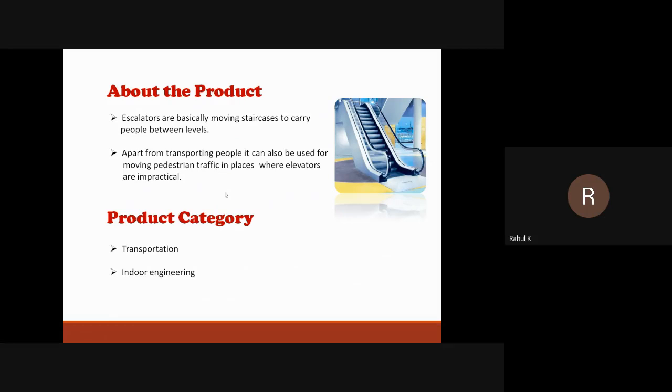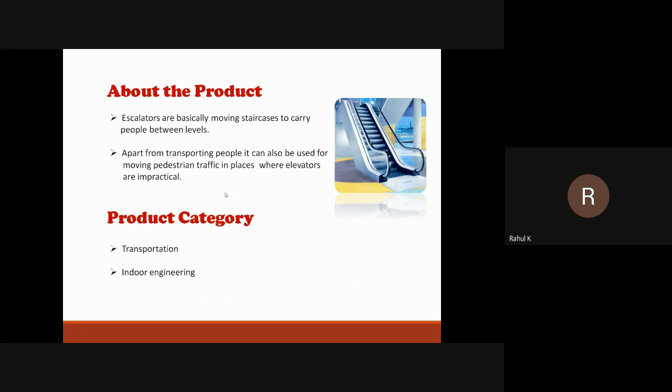Basically, we all know what an escalator is. Escalators are basically moving staircases that carry people between levels. They are there to replace stairs. And also, apart from transporting people, escalators are also used for transporting goods from one place to another. We'll see about that later.